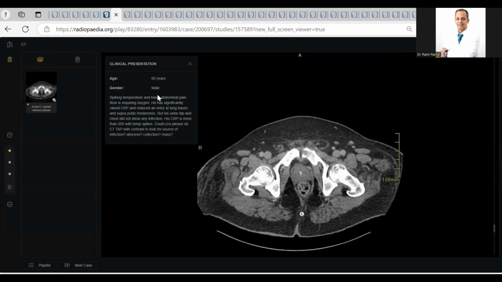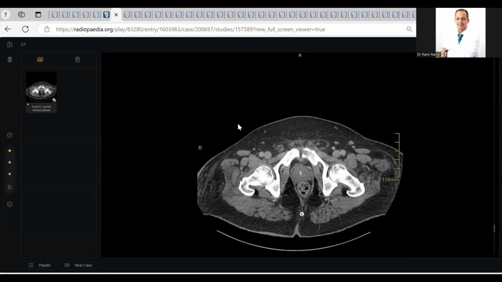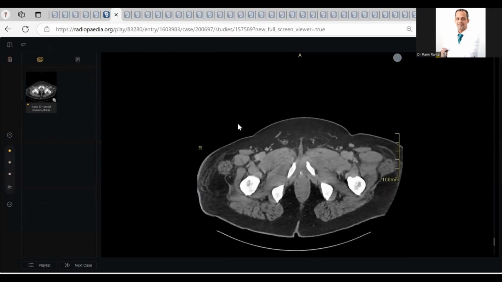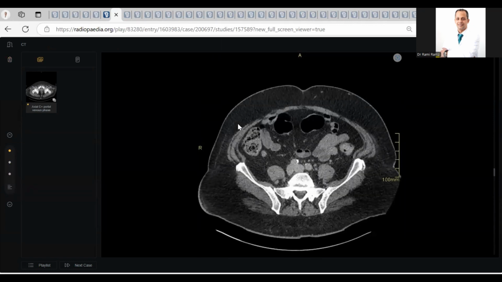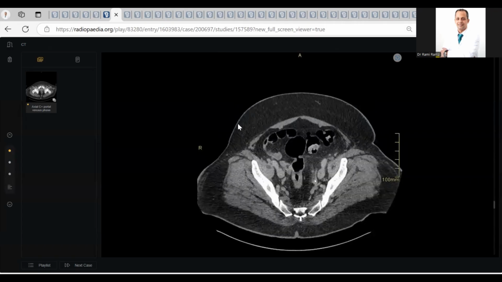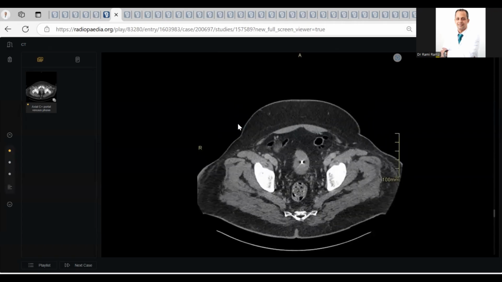Sixty-year-old male patient with a spiking temperature and lower abdominal pain. Yeah, you can start. Okay, I'm provided with CT scan images, and I could appreciate low signal within the adductor on the right. In addition to that, the aorta and the psoas appear normal.